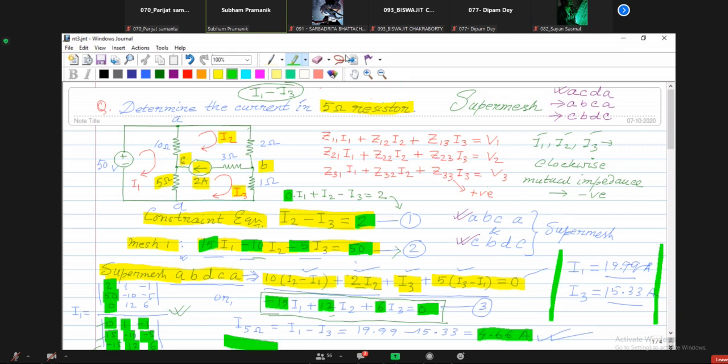Yes, what you are saying, 18.67 and 14. 14 ampere. Okay. So those who have not done it, check whether he is correct or not. Final answer is this, 4.6.